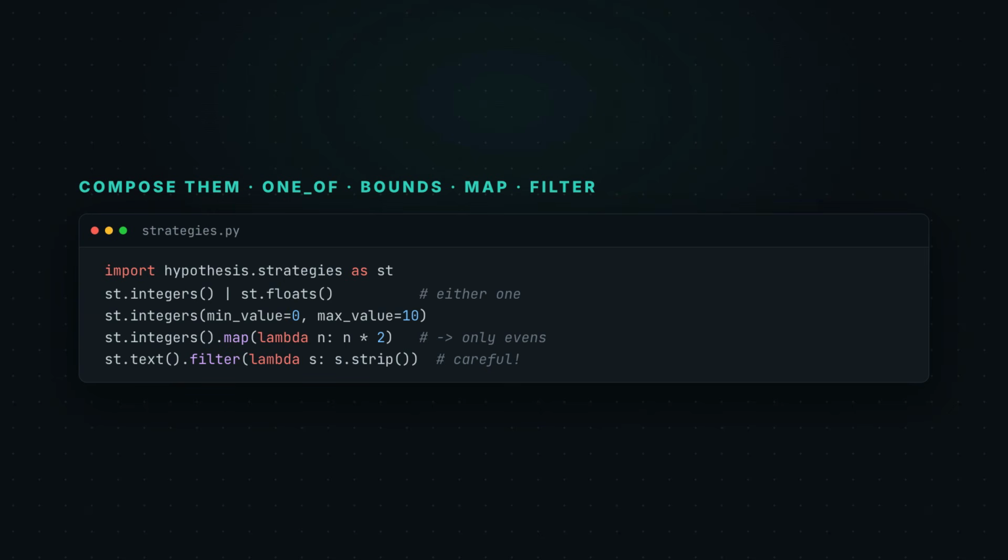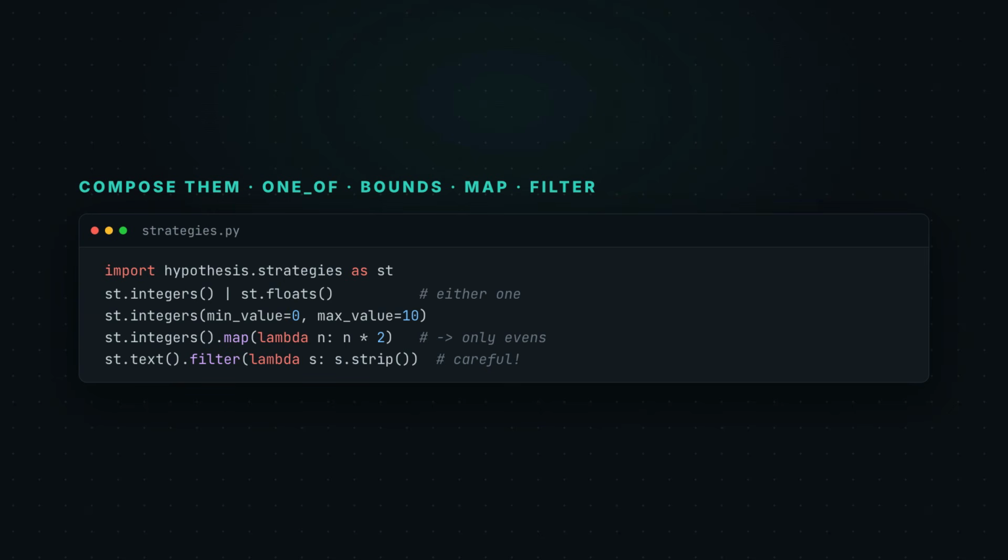But be careful with filter. The trap I see most. If you generate any integer and then filter down to evens, Hypothesis throws away half its work and may warn you it can't keep up. Shape the data at the source with map. Don't filter it at the door.